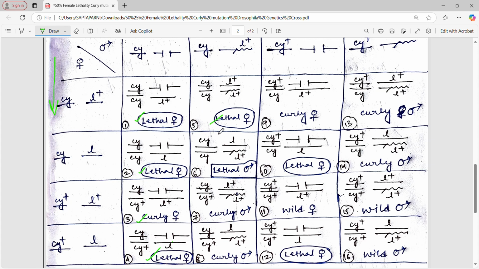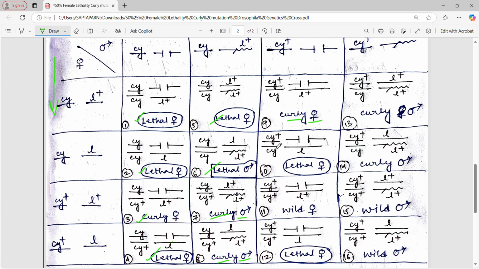Here also you can see Cy is present, so this is a lethal male due to the presence of Cy. Then Cy plus, so it is curly, and it has X and Y chromosome with L plus allele, so it is a surviving curly male. Then Cy plus, so it is a male with L and L plus allele, so it is a surviving curly male. Then Cy plus Cy, so it is curly, and here 2 X chromosomes are there, one with L plus, so it is a surviving curly female.